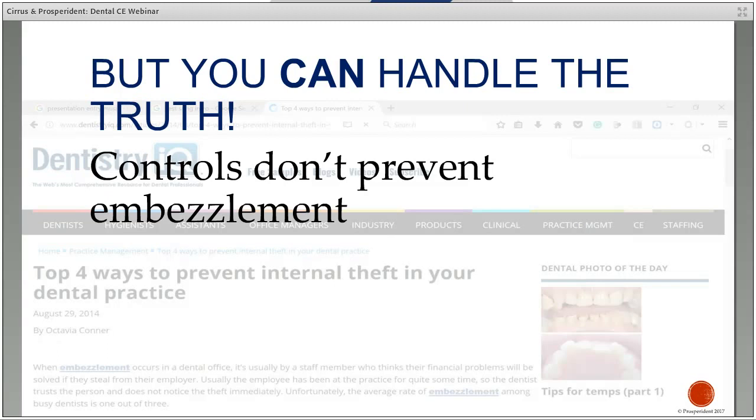And let's talk about an example. One thing that I see written down a lot is that doctors should take the deposit to the bank personally. And please don't take me out of context here. I'm not saying that's bad advice.